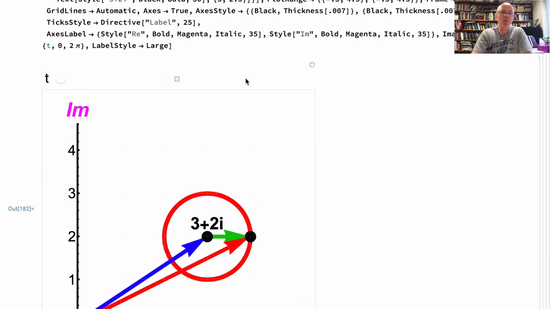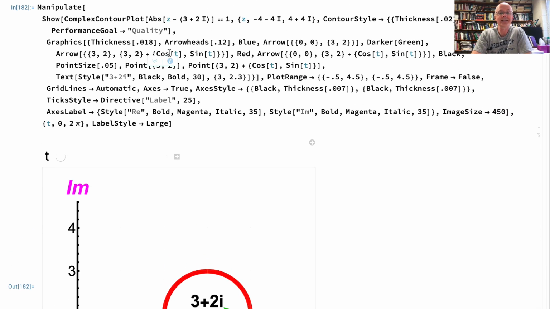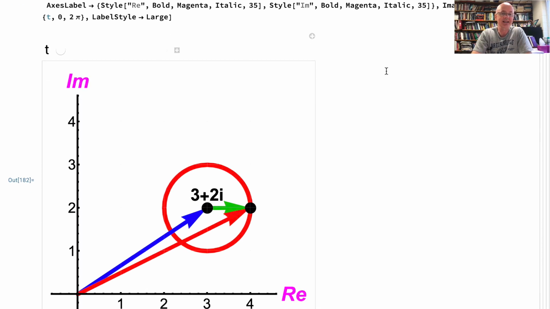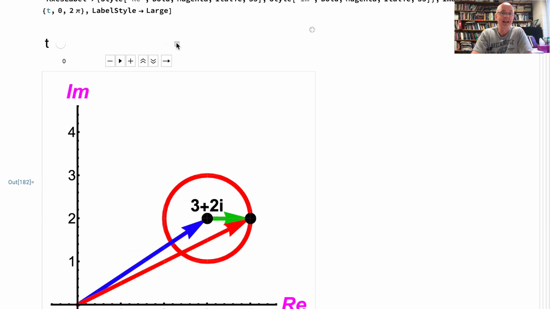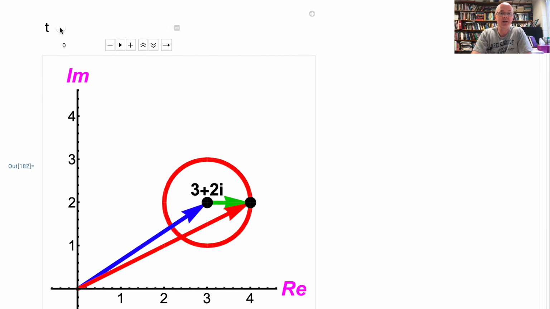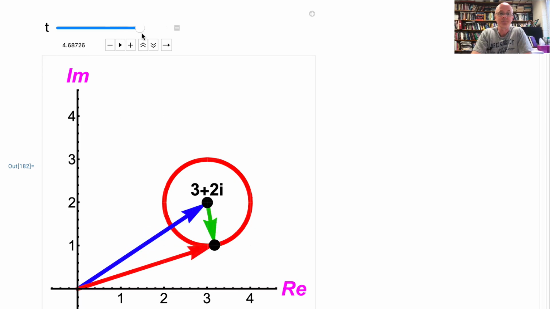I did parameterize this circle using cosines and sines effectively. That's what you see right here effectively. 3 comma 2 plus cos t comma sine t. You can use cosines and sines to parameterize circles. That's going to be real important in complex analysis. And I can see how I let t vary from 0 to 2 pi. The point moves around the circle.